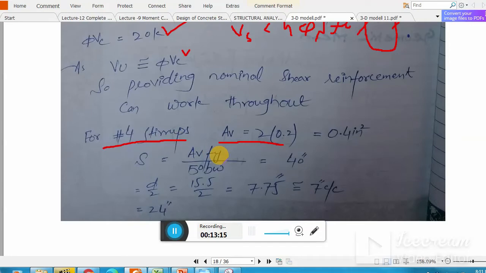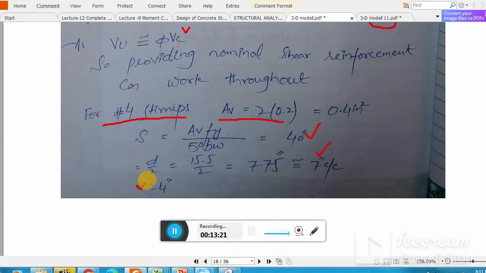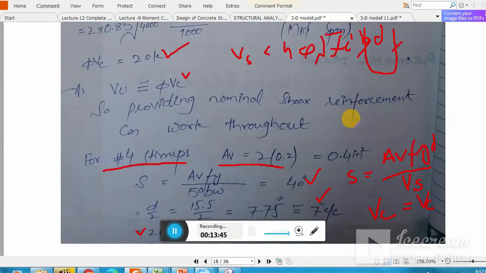So we got 40 inches, 7 inches, and here we are at 24 inches, so we have to select the minimum. We do not use the formula S equals Av Fy d divided by Vs, because our Vs is already close to Vc. Vs is just Vu minus Vc by Vc, sorry. Although my Vu is close to φVc, therefore my Vs is approximately equal to 0. It is a very minimum value.